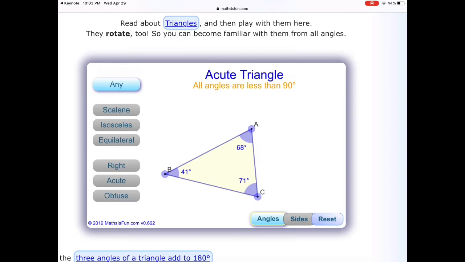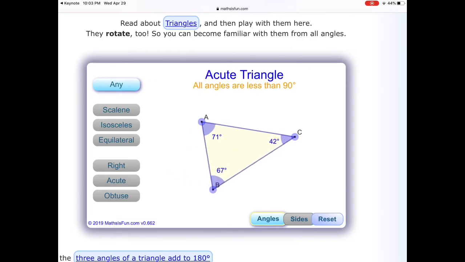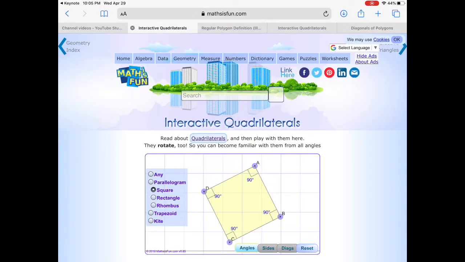Here we are at our good old interactive triangle, and we could build any triangle that we want to, and when we add those angles up, it'll always be 180 degrees. If we switch over to the quadrilateral and start with a square, we can see four right angles. Four 90-degree angles add up to 360 degrees.